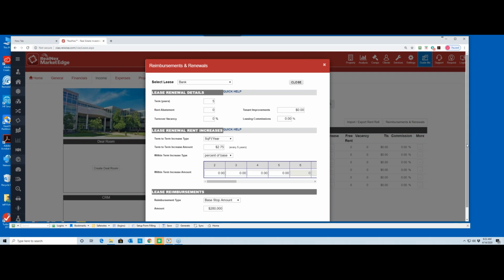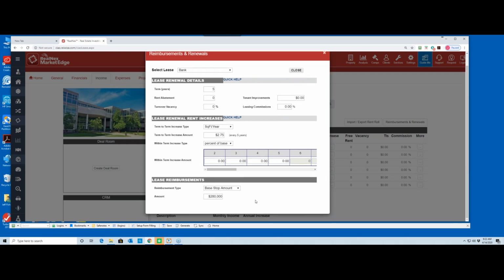And then the reimbursements. Okay, this is a real important input. The reimbursements are the amount of expenses that the tenant is going to have to pay. And there's different ways, again, of entering in that reimbursement income. We could have no reimbursements, which would be like a gross lease. We could have, as I have in this case, which I think is fairly typical, a base stop amount.